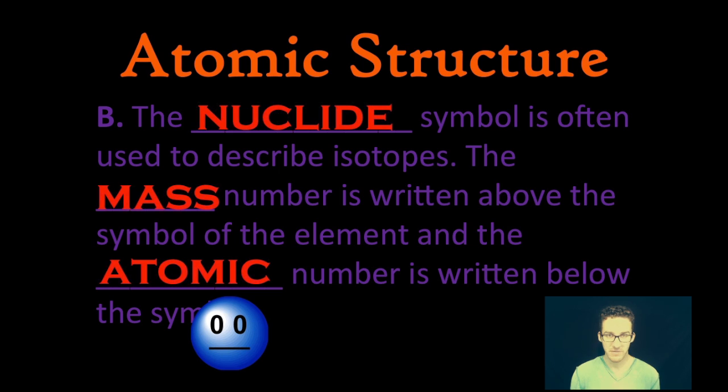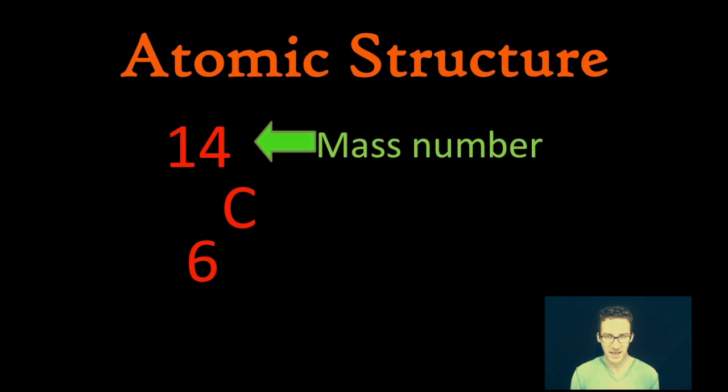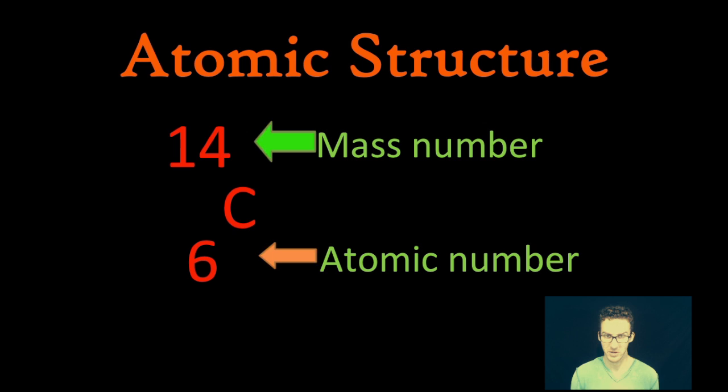You should also be familiar with the nuclide symbol when expressing or describing isotopes. In the nuclide symbol, the mass number is written above the symbol of the element, and the atomic number is written below the symbol. Just gives us a little more information without having to reference the periodic table. But again, your mass number in the nuclide symbol is written above the symbol for your element. The atomic number is written below the symbol for your element. And again, just remember your atomic number is your number of protons. Your mass number is the sum of your protons and your neutrons.